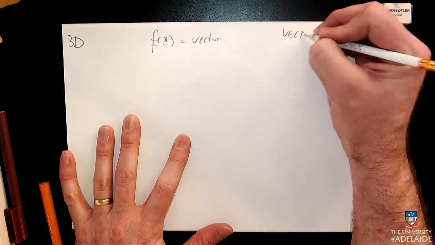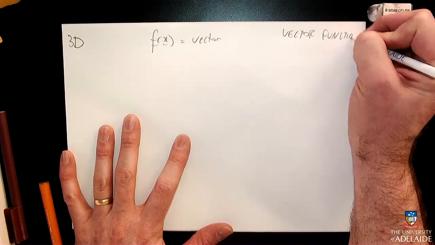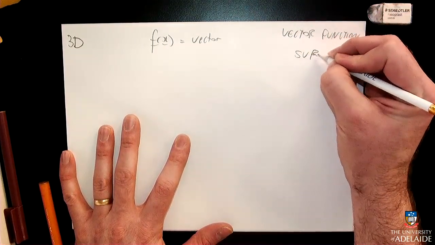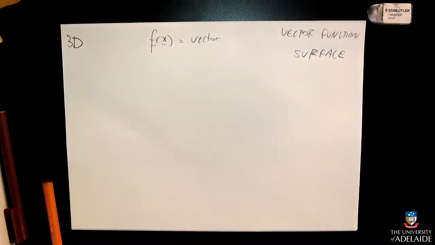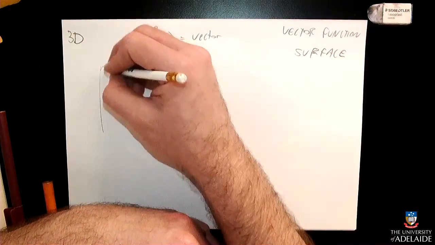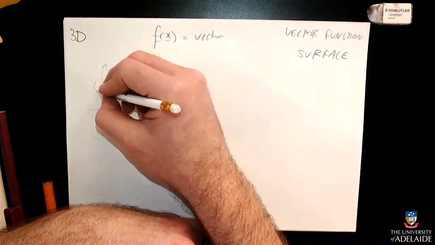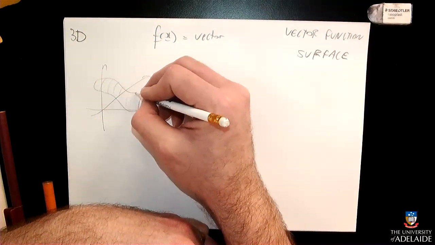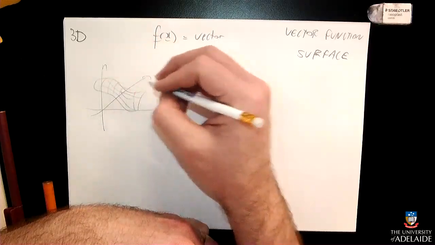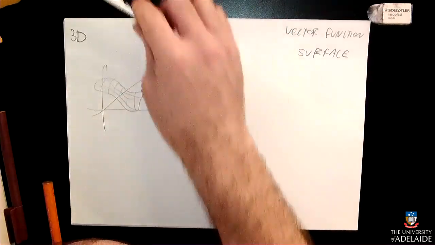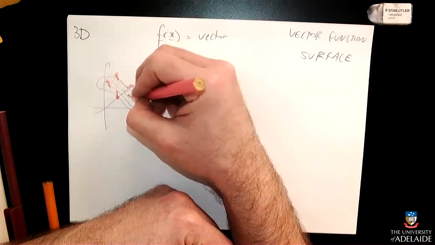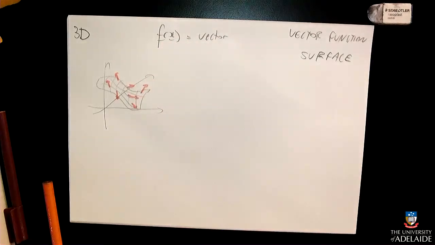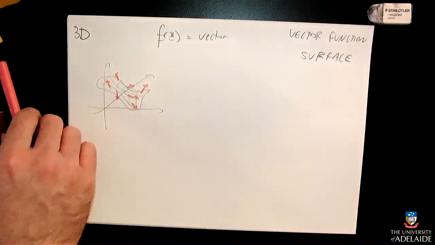So I have a vector function, and I'm going to do it across a surface. How am I going to do that? Well, every point in space has a vector attached to it, including the points on my surface. And somehow I have to turn those vectors into numbers because I can only integrate the numbers at every point on my surface.